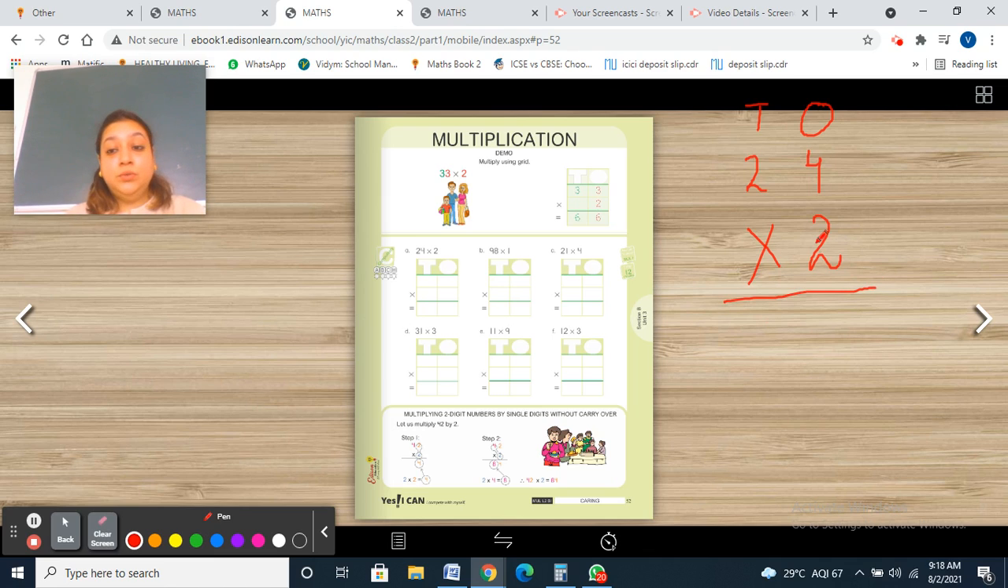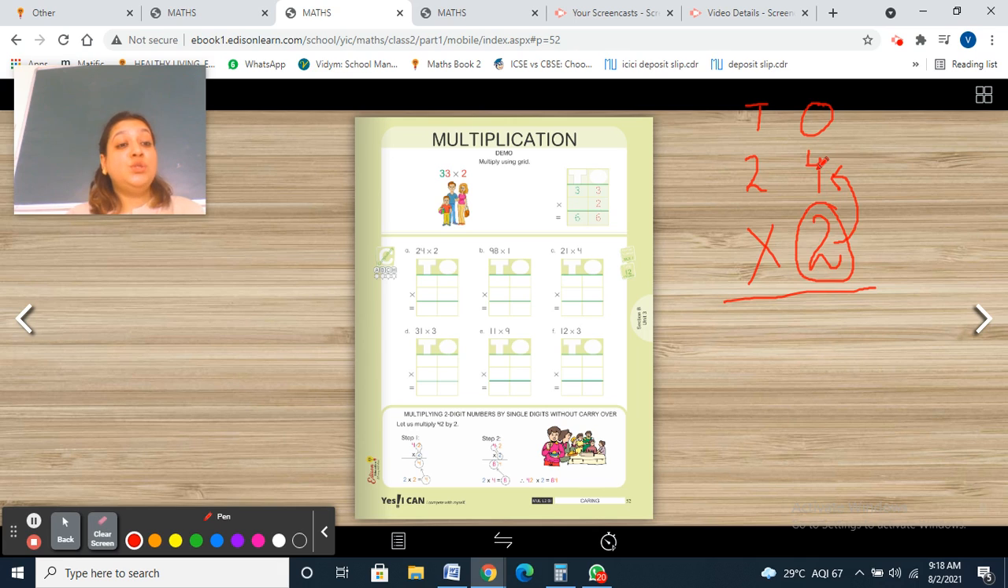Now what you're going to do? First of all, you're going to multiply this 2 with this 4. Please concentrate on your screens. You're going to multiply this 2 with this 4. 2 fours are, give me the table.